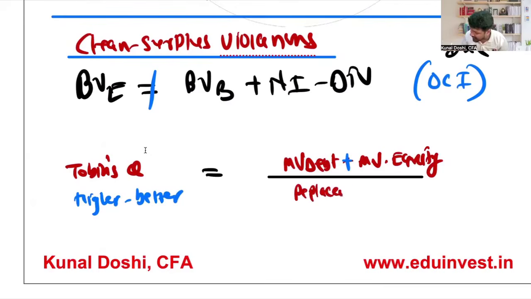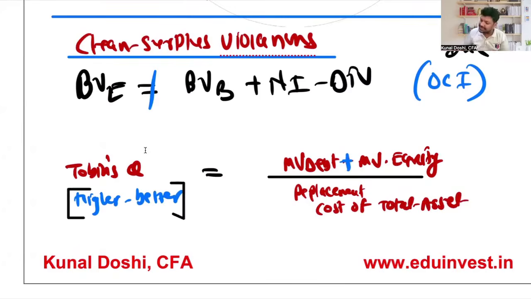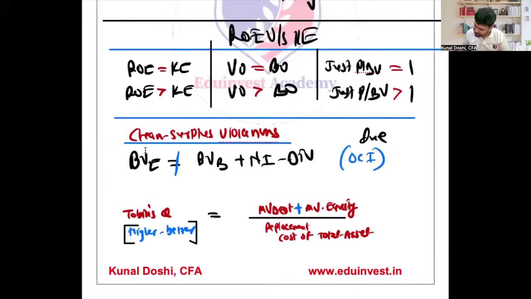Replacement, because total assets on the balance sheet are depreciated. So today, if we replace them, replacement cost of total assets, what is the amount that we will have to pay if we want to buy them today? Based on that, the company's market value should be much higher than that, right? If that is the case, then we say the company has done a better job. It has utilized its assets more efficiently. That is Tobin's Q. Clear, everyone?